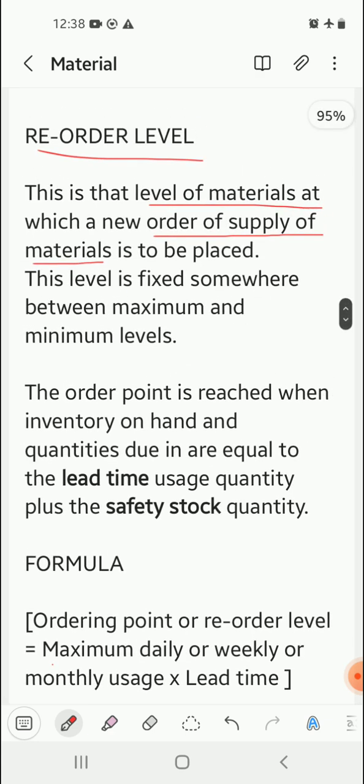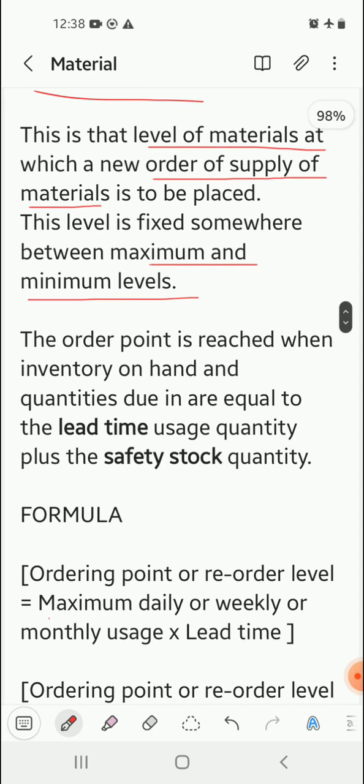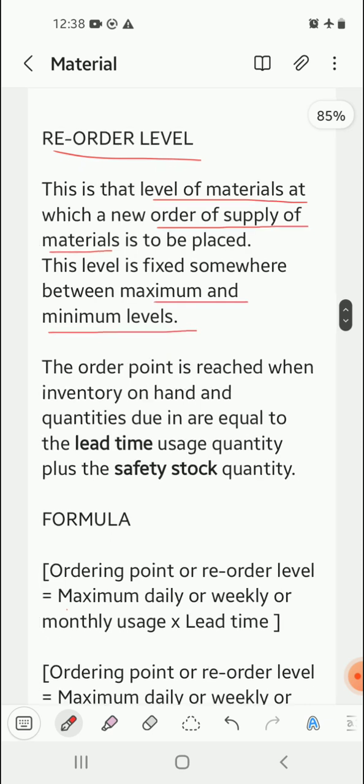But what will be the level at which, or when is the right time to place the new order? That is important, and for that we find out reorder level. Now this reorder level is somewhere between the maximum and the minimum level of inventories. Now the order point is reached. When do we realize that we have reached that order point? That is the reorder level.